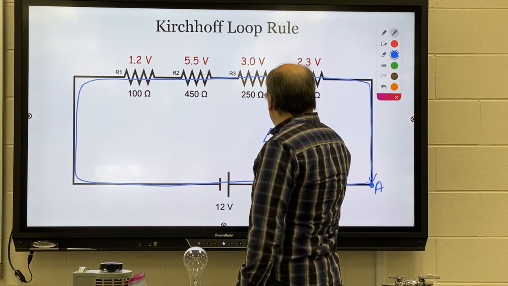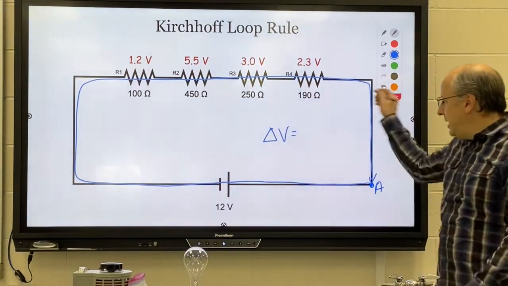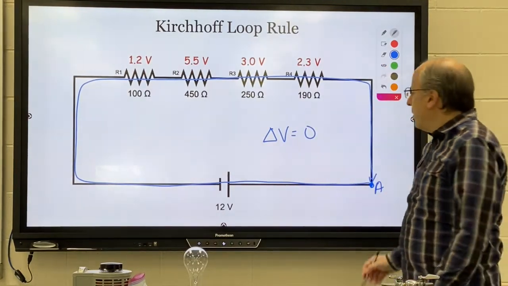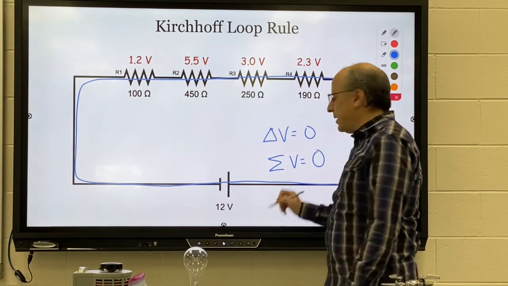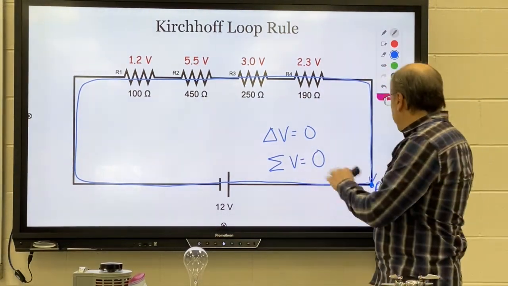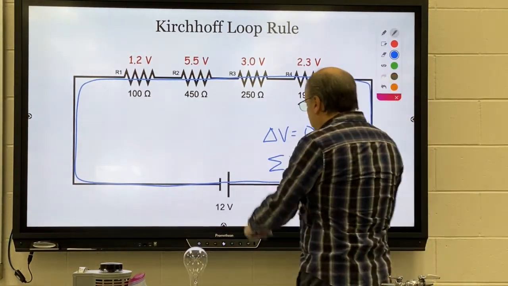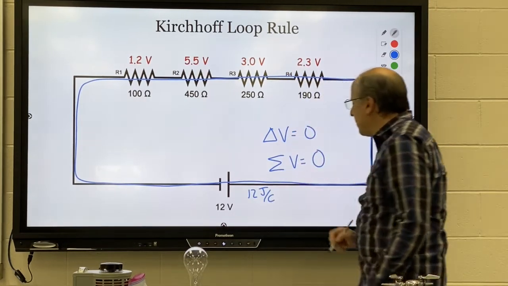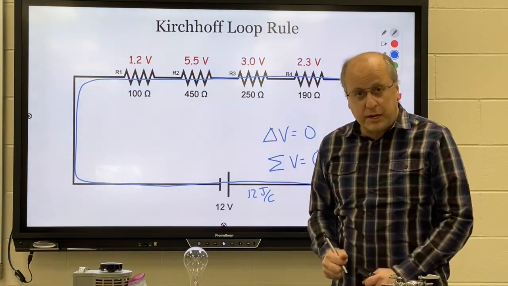And what Kirchhoff's loop rule says is that the change in voltage that I experience for any loop is going to be 0 volts. You could also think of it, if you add up all your voltages, you're going to get 0 volts. So what does all this mean? Okay, so you got to remember that voltage is actually a measure of energy. So this 12 volts means that the electrons are going to gain 12 joules for every coulomb worth of charge.